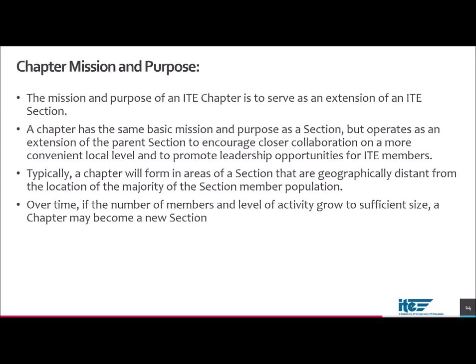And I think of the example of the Arizona section, where many of the members are in the Phoenix area, but there's a group down in Tucson that organized the Southern Arizona chapter, and they meet periodically, and that's kind of the hierarchy. It's clearly subsidiary to the section. So that's the hierarchy of district, section, and chapter.